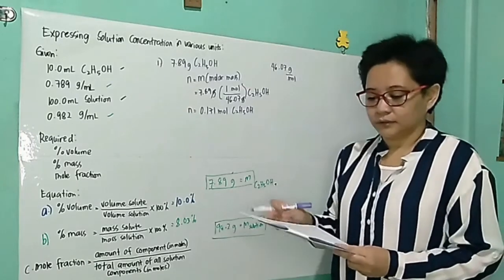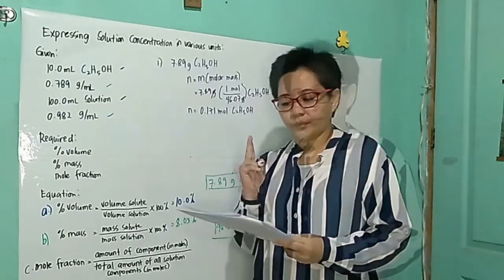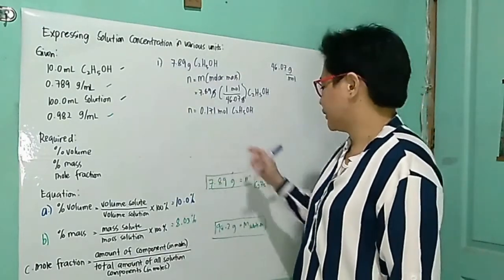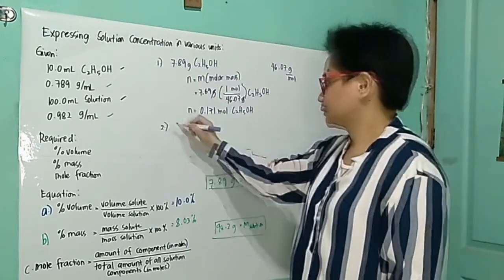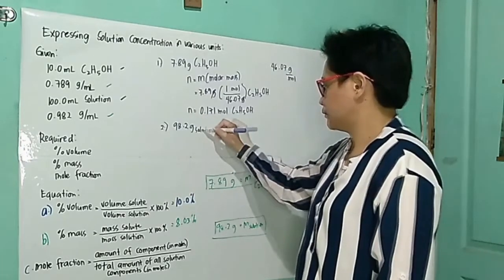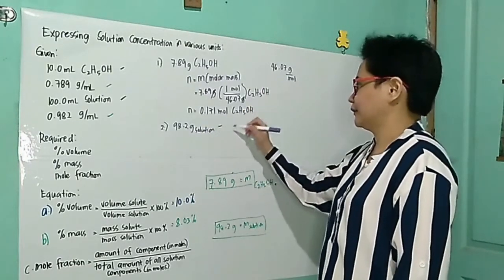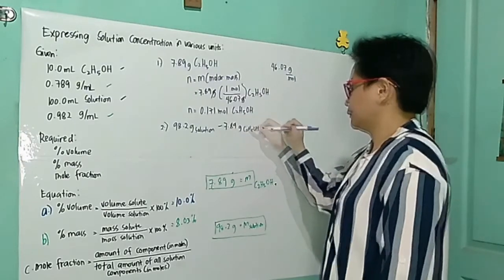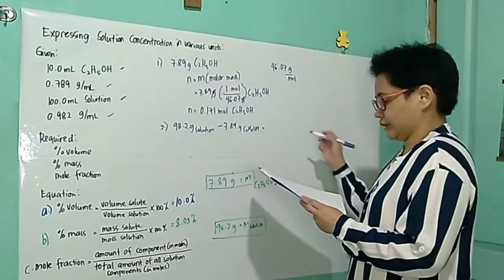Now, number 2, determine the mass of water present in 100 milliliter of solution. So, from your mass of solution, 98.2 grams solution, minus the mass of ethanol, which is 7.89 grams, which will yield the mass of water.